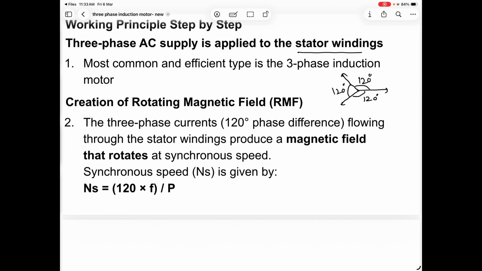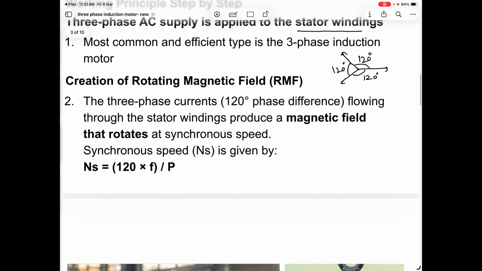And number 2, the three-phase currents, with a 120-degree phase difference, flowing through the stator winding produce a magnetic field that rotates at synchronous speed. So as we know, a popular term in the three-phase induction motor is the synchronous speed. What is the synchronous speed? This is the speed of the rotating magnetic field.